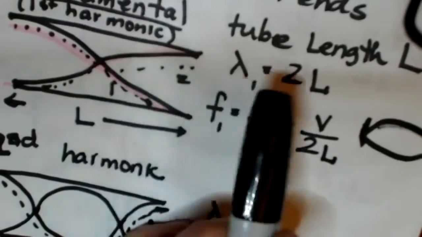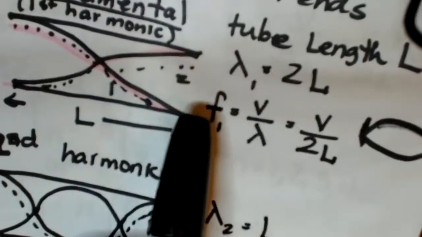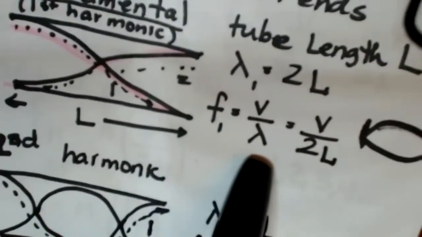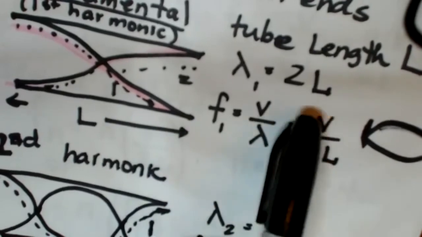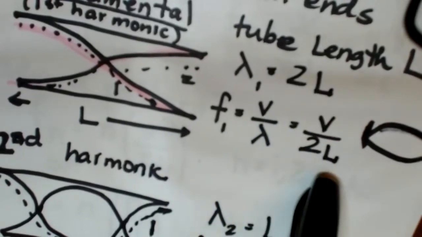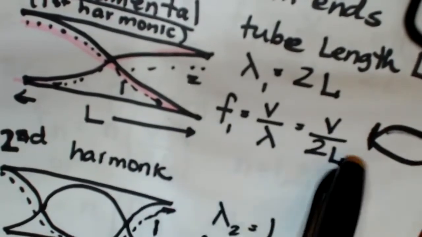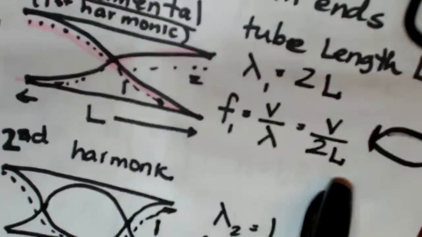Then I remember the wave speed equation says V, the wave speed, is the frequency times the wavelength. If I rearrange that and solve for frequency, that's just speed over wavelength. So I know what the wavelength is now. It's 2 times the length of the tube or the string. I've got one waveform, so that's why I've got the 1 here, and I've got V over 2L.